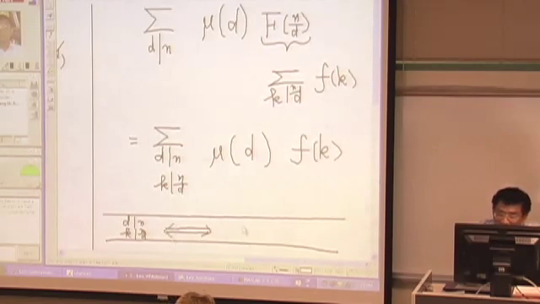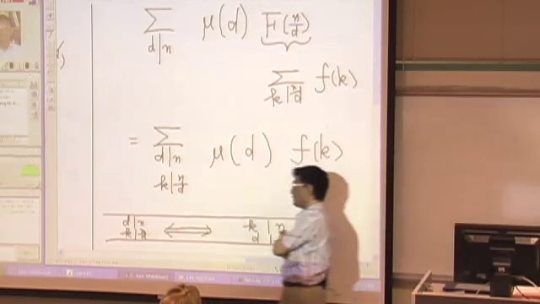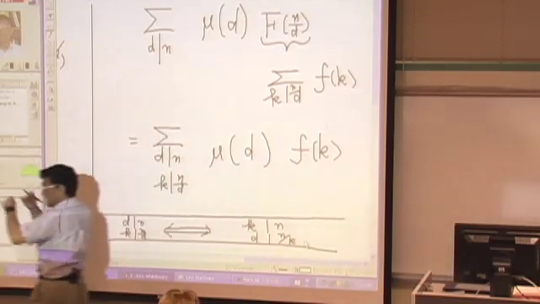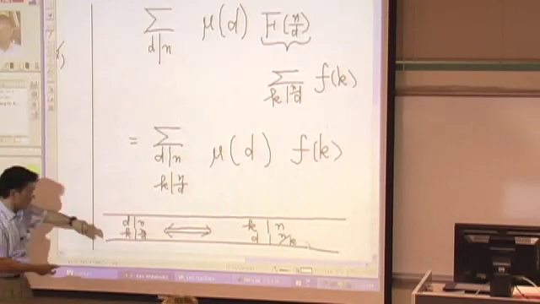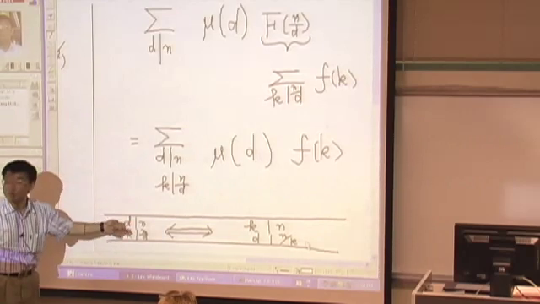If this happens, then k divides n, and then d divides n over k. This is the statement that I will use. So I will prove this thing. So I switched the role of k and d. Do you get it? The roles of k and d are switched.